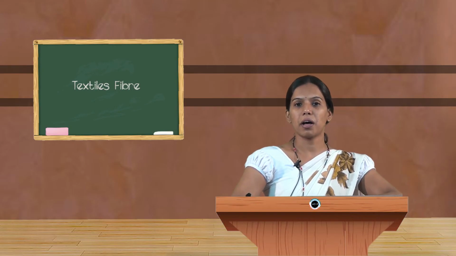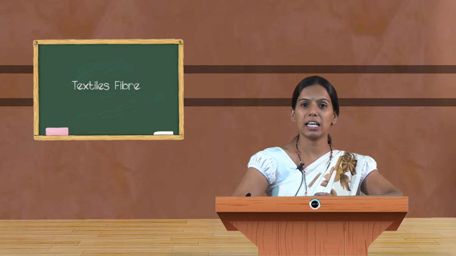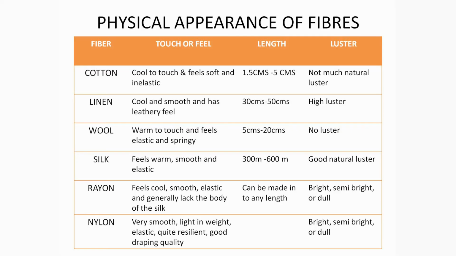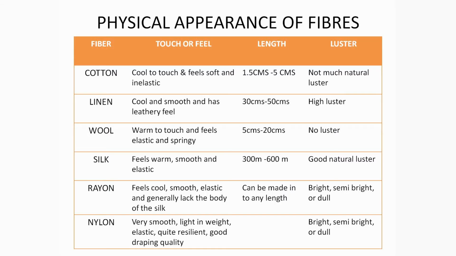Now we will study about the physical appearance of fibers. In the first column you can see the fiber, and next are the texture, feel, length and luster. First fiber is cotton. Cotton is cool to touch and feels soft and inelastic. The length of the cotton fiber is about 1.5 centimeters to 5 centimeters naturally. And luster, it does not have much natural luster.